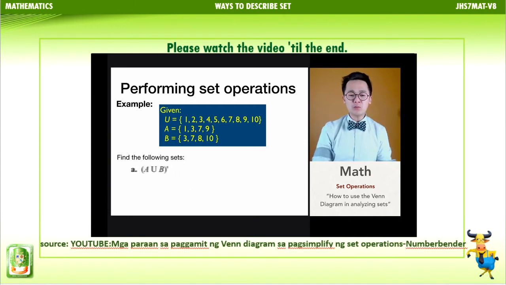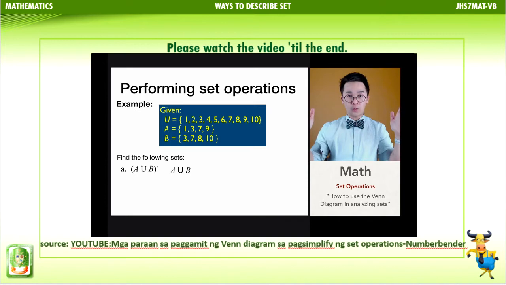So, let's start with the first one. So, kukunin naman natin ngayon yung complement ng union ng A and B. So, makikita nyo yung ating U set ay merong numbers 1 to 10 at yung subset A ay 1, 3, 7, 9 at subset B ay 3, 7, 8, and 10. So, kung kukunin natin yung A union B, para siyang order of operation. So, kukunin natin yung operation sa loob going out. So, kukunin muna natin yung A union B.